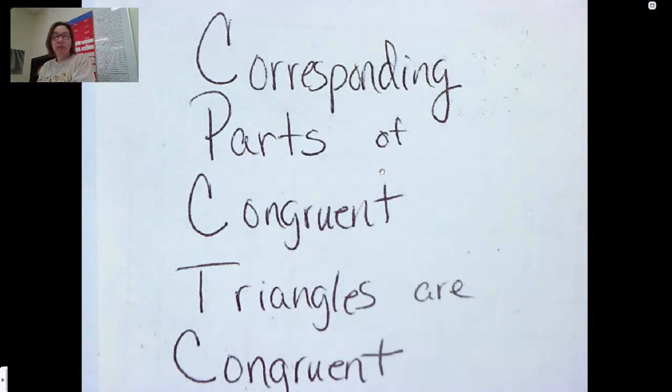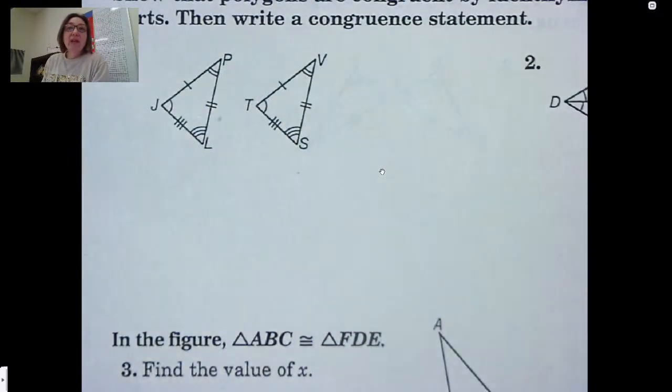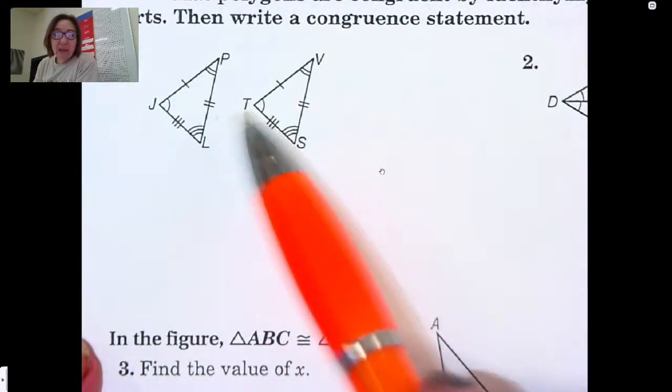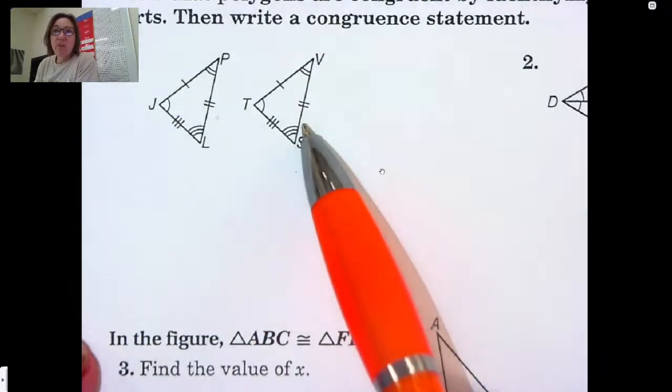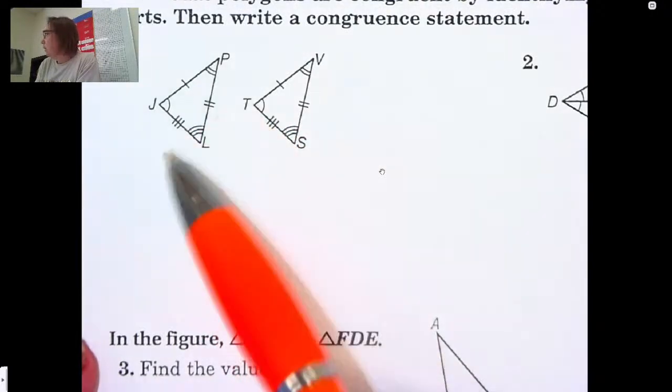Y'all with me? Okay. So if we go back to this problem right here, what they want us to do is list all the congruent parts, then write a triangle congruent statement. Now that doesn't mean you have to write it out in words. I'm going to show you how to do that, okay? So we're going to start with this one and say, some piece of this one is congruent to some piece of that one. So let's name a segment on this one right here. Name one segment.